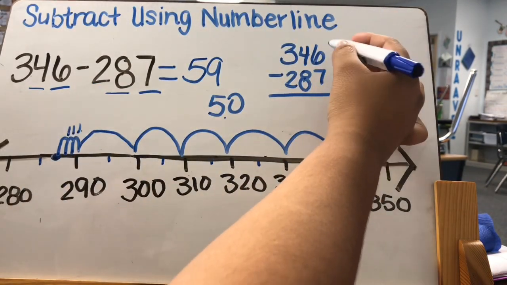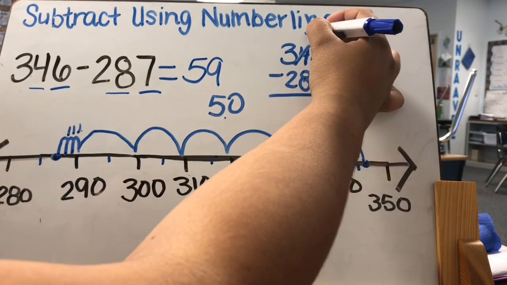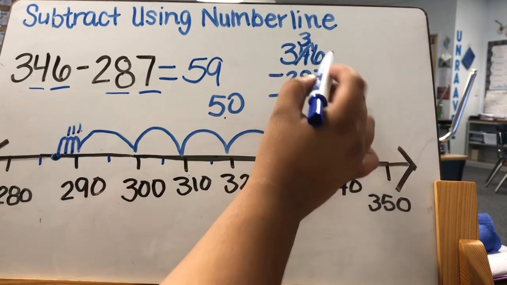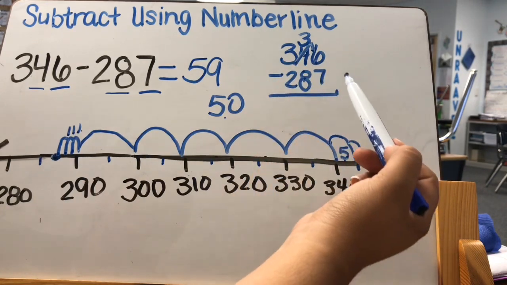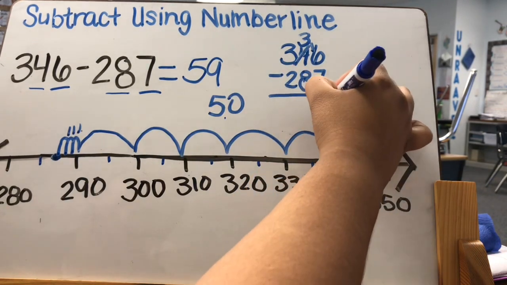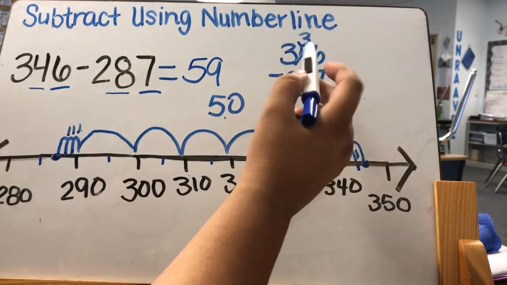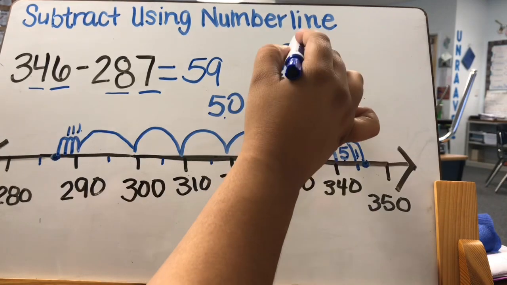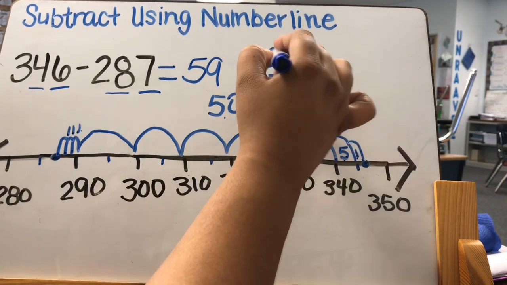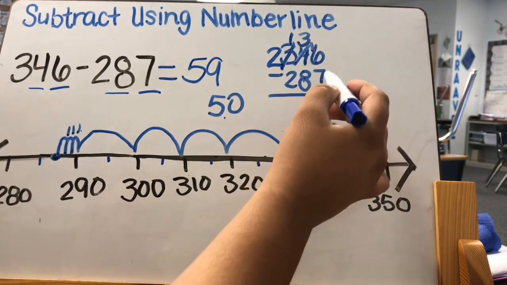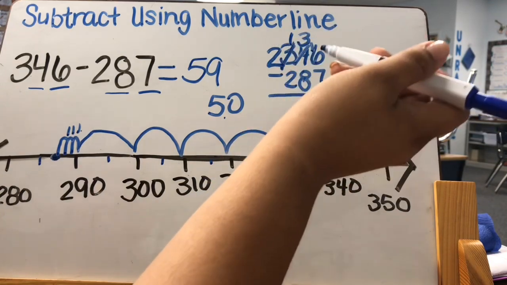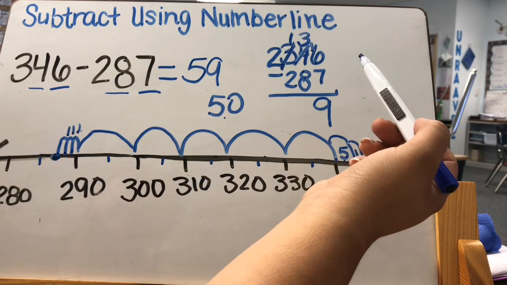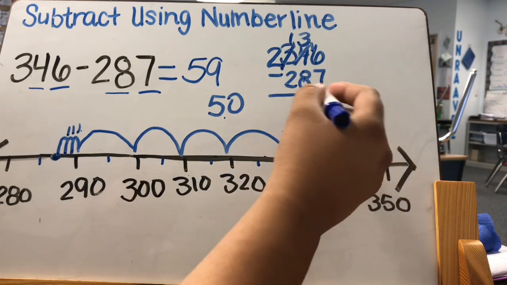I know I can't minus 7 from 6, so I'm going to regroup. That'll change to a 3. And the 1 comes over here in the 1 section. 16 minus 7 equals 9. I can't subtract 8 from 3, so I'm going to do that again. That changes to a 2. 13 minus 8. Well, when we have 8, we count up 9, 10, 11, 12, 13.